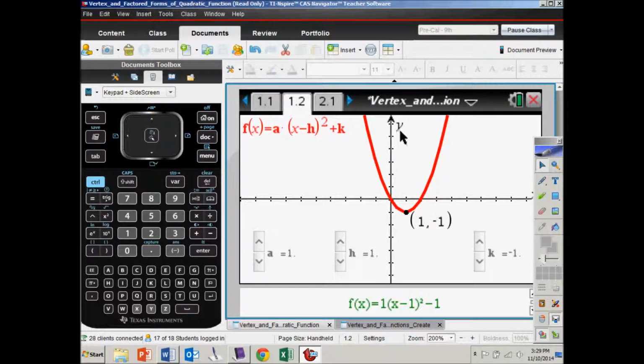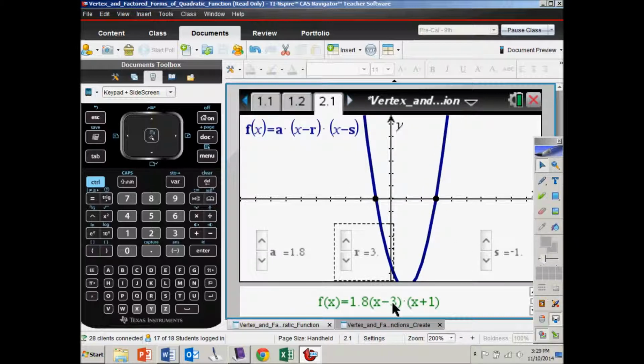Down here, R is my 3, and S is my -1. The y is right here, and this is with x. These are just constants. They can be changed. F of x means y. So that's what F of x is representing, my y.